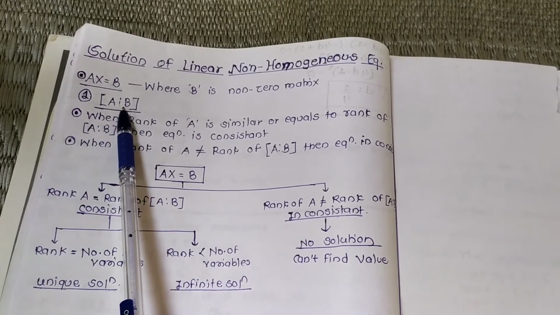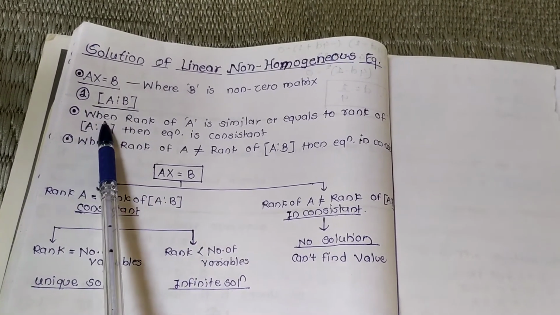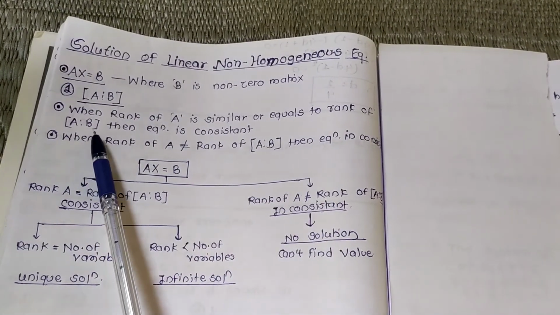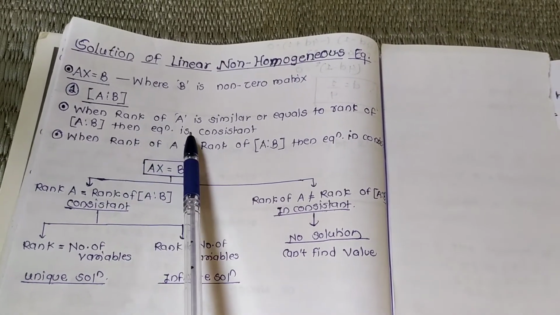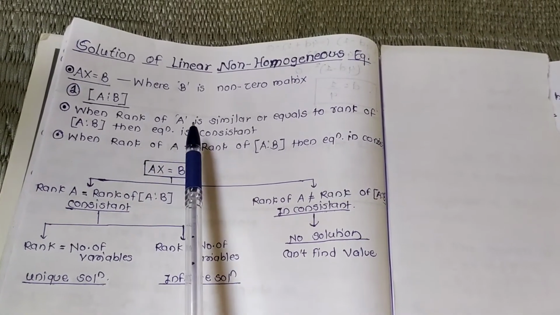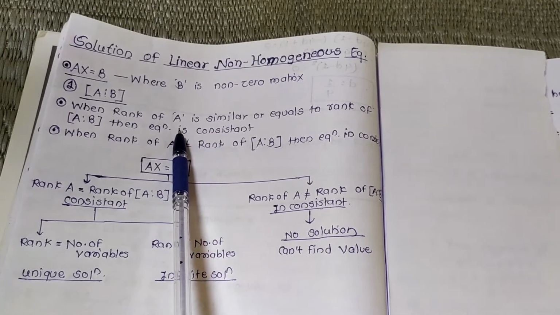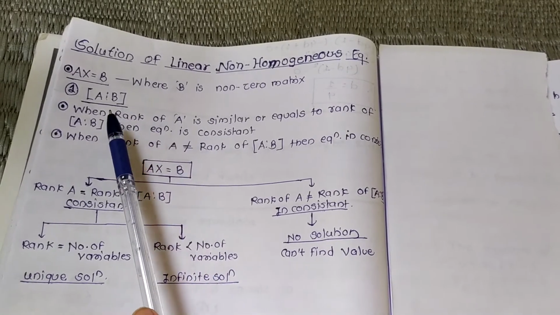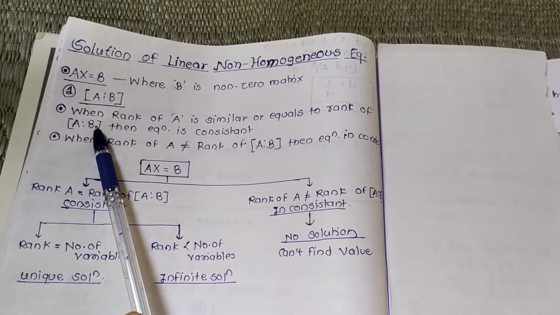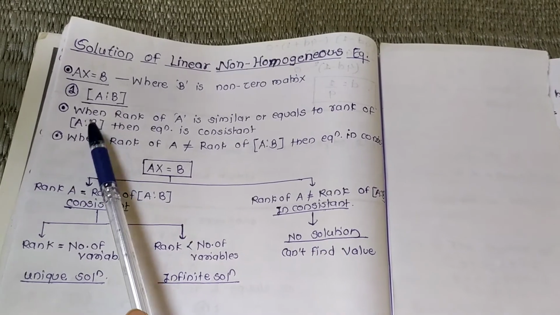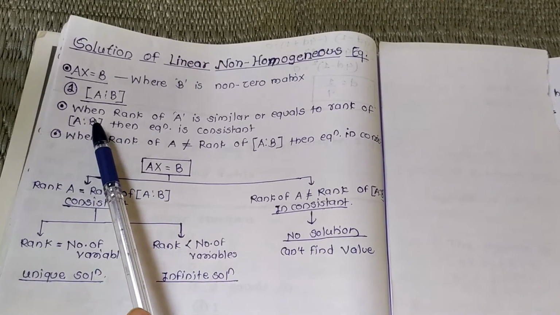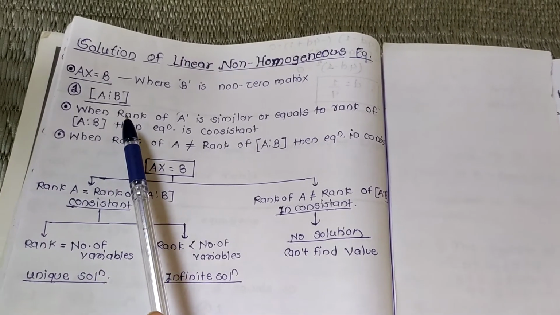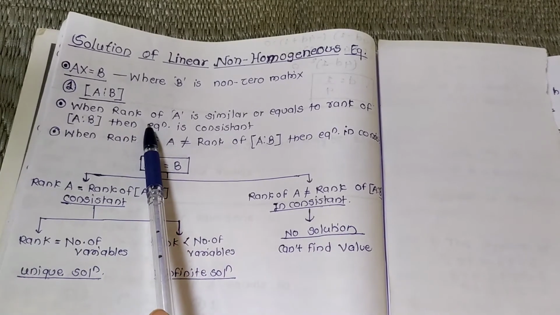This is the augmented matrix. When the rank of A is equal to the rank of the augmented matrix, then the equation is consistent. Hence, in a linear homogeneous equation, the rank is the same because B is always 0 in a homogeneous equation. But in a non-homogeneous equation, B is not a 0 matrix. Hence, we have to consider their consistency.